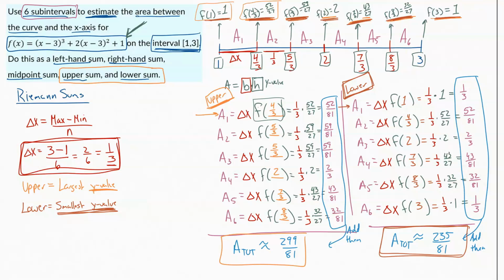So upper sums and lower sums are a bit more of a pain because you need to know what the y value is at each side of your interval so that you can choose at each point which one is the larger or the smaller y value, depending upon whether you're looking for an upper sum, largest y value, or a lower sum, smallest y value always.